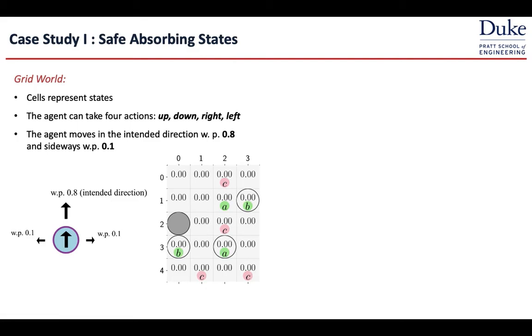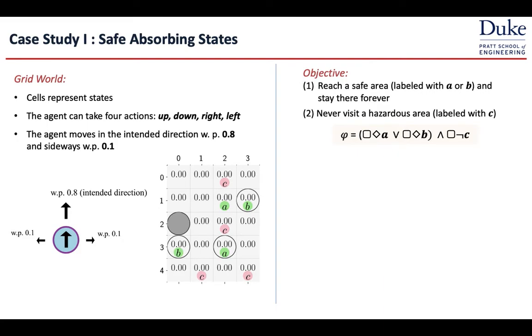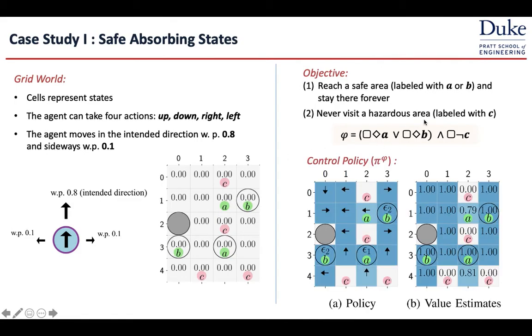So we have a simple objective here, which is to reach a safe absorbing state and stay there without visiting a C state. So this is the corresponding LTL formula, and this is the control policy we obtained using reinforcement learning. The worst state to be in is actually this state, because whatever action we take, we can end up in a C state.